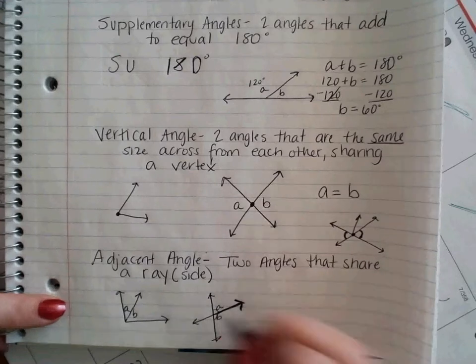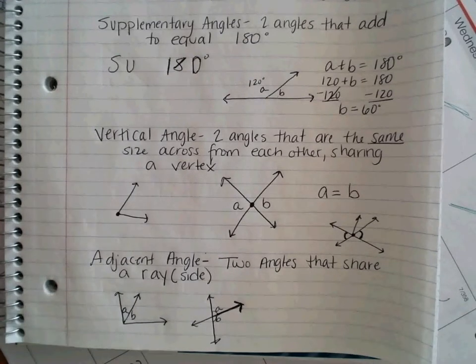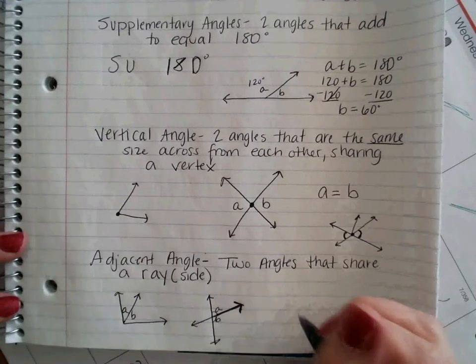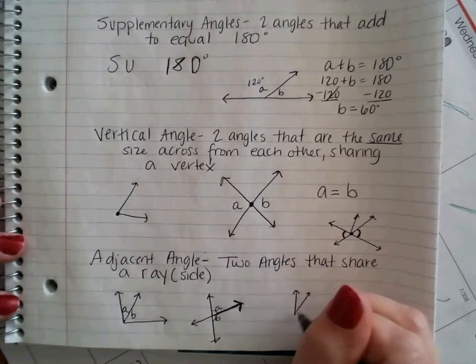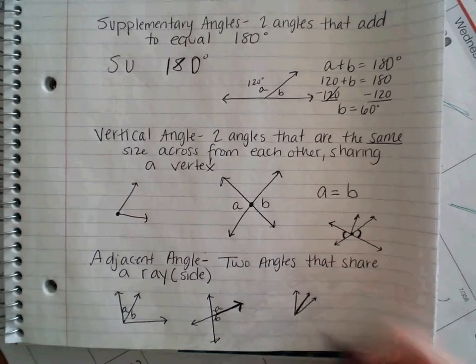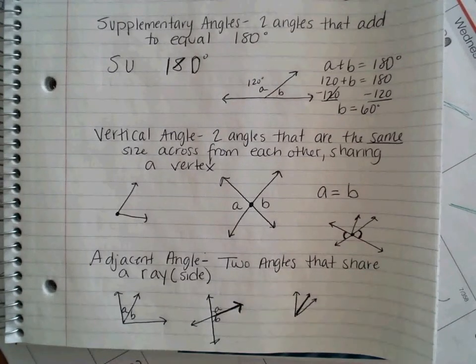So what's important is they share a line in between them. They have to be touching by a full line, not just by the vertex, by a full line. So adjacent, they're not necessarily the same size. They're not just going to make 90 degrees. They may not even make 180. They may just be two small angles, but they share that line in the middle. They're two angles that share a line and they touch.